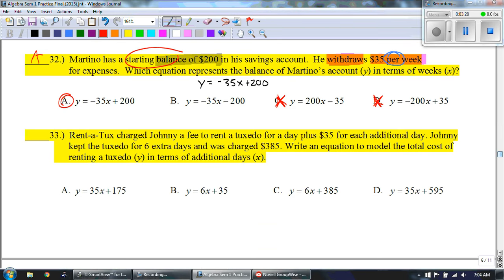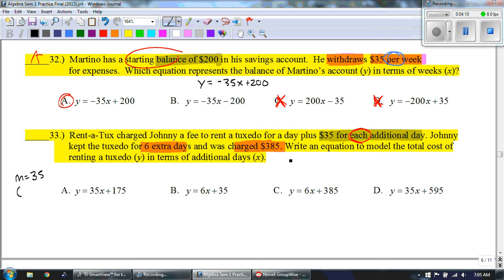All right, 33. Rent-A-Tux charged Johnny a fee to rent a tuxedo for a day plus $35 for each additional day. Okay, so they have a flat fee, and then it's $35 each additional day. Each is our keyword right there. He kept the tuxedo for 6 extra days and was charged $385. So it sounds to me like they gave us a slope and a point. Okay, so our slope, because it's got the word each next to it, is 35.